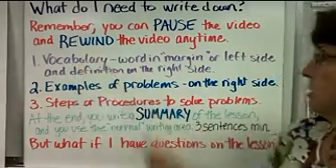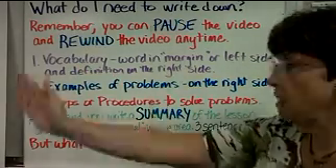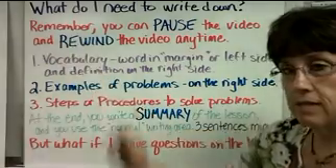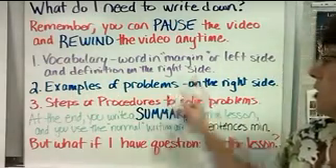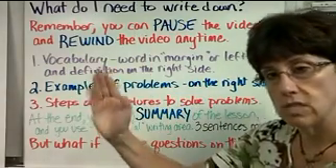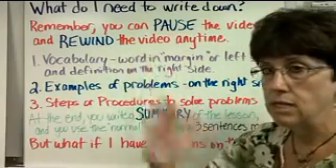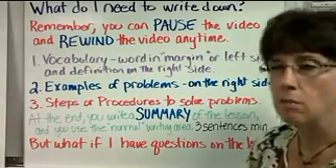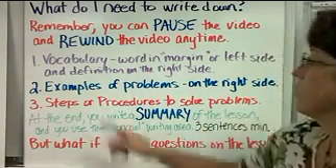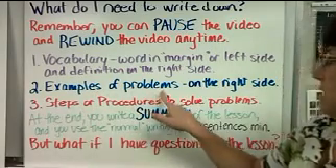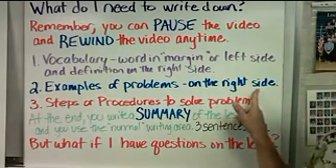Number one, vocabulary. You write the word in the margin, the left-hand side, and the definition on the right-hand side, because I want the words to stick out to you. You're not going to be writing this all in paragraph form. This is like a modified Cornell Notes type form. Number two, you write the examples of problems on the right-hand side.